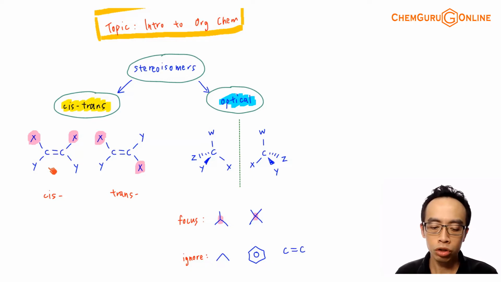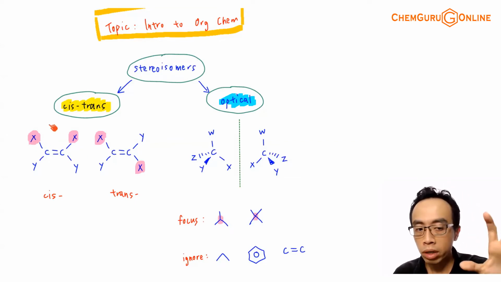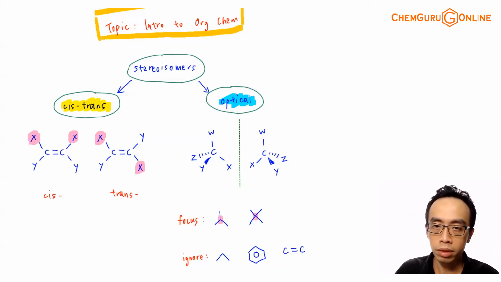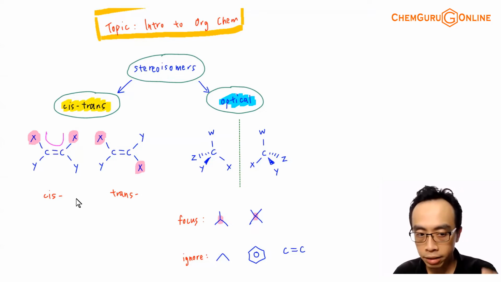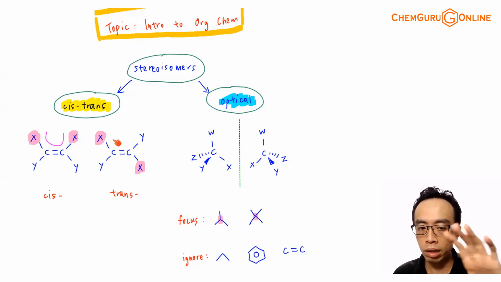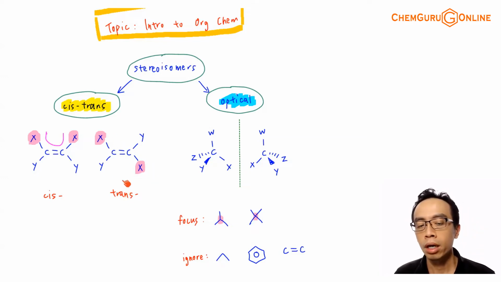Then the group which is bulkier in terms of size, we will highlight them and we will see where are the bulky groups. So if the bulky groups, they are on the same side, so you notice the bulky group and the C double bond C and the other bulky group, it forms this C here, then this is our cis isomer. And if the bulky groups are on opposite sides, this will be the trans isomer. And this is how we identify your alkene that can form cis-trans isomerism.